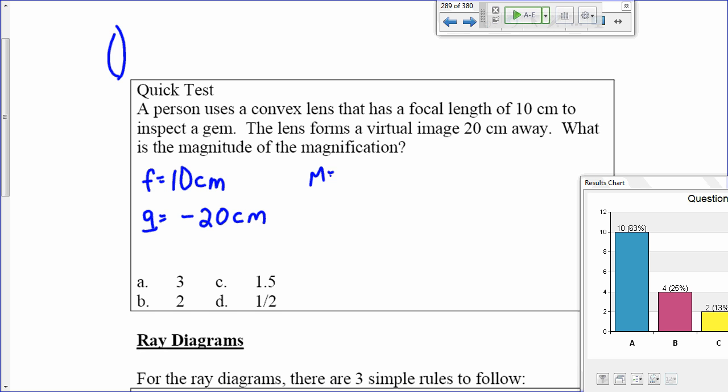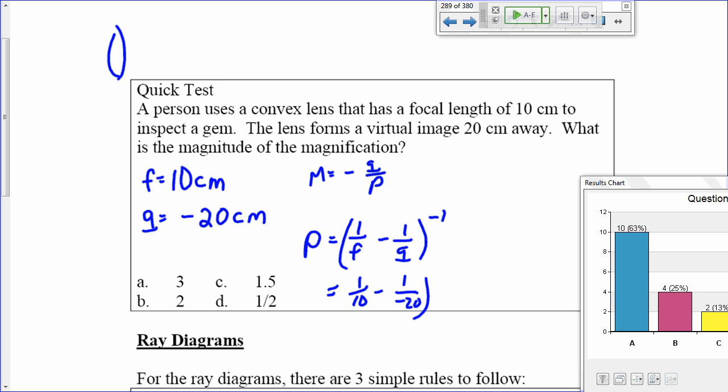I want to know the magnification, which is negative Q over P. So the first thing I'm going to do is find P. That's the inverse of 1 over F minus 1 over Q: 1 over 10 minus 1 over negative 20. That's 2 over 20 plus 1 over 20, so P is 20 over 3 centimeters. Then I can find my magnification, negative Q over P. It looks like it is positive, so it's equal to 3.